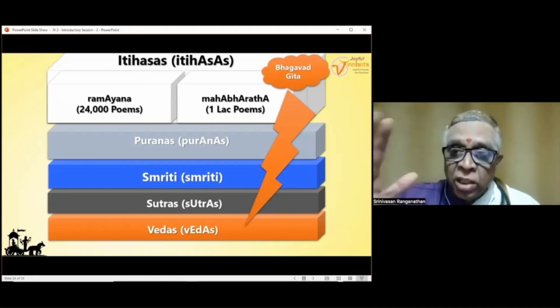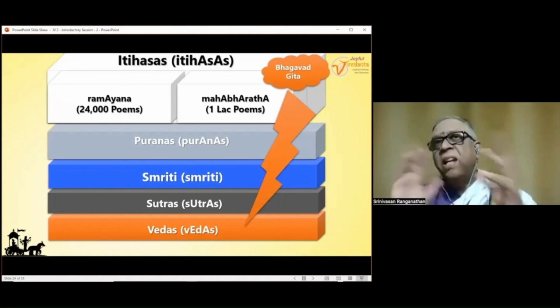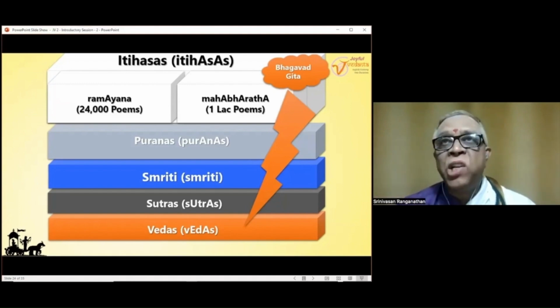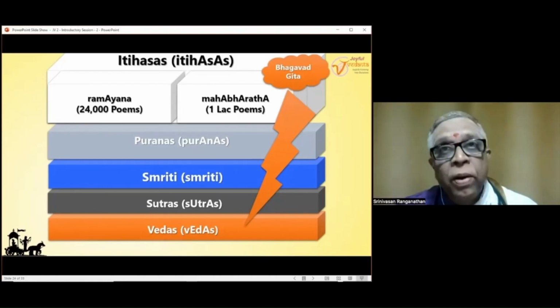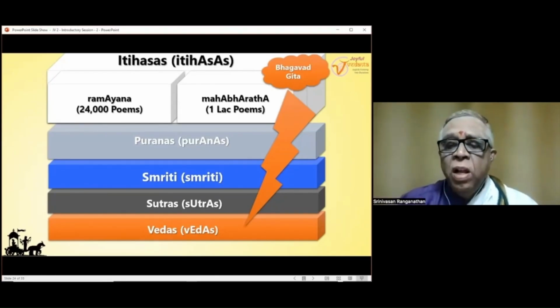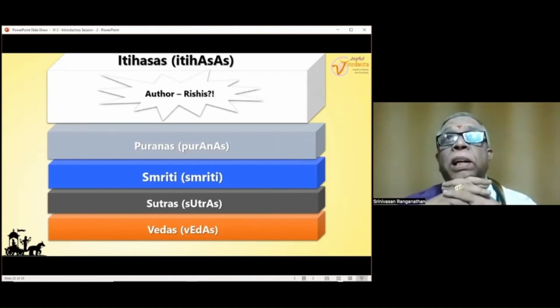So Bhagavad Gita is technically part of Mahabharata, technically part of the Ithihasa, and technically authored. But Bhagavad Gita is not called Paursheya, even though it is authored. It is still called Apaursheya because the entire content has been taken from the Vedas without modification, even though a little elaboration has been given. Now, so you have Ithihasas, and the author is Rishis.